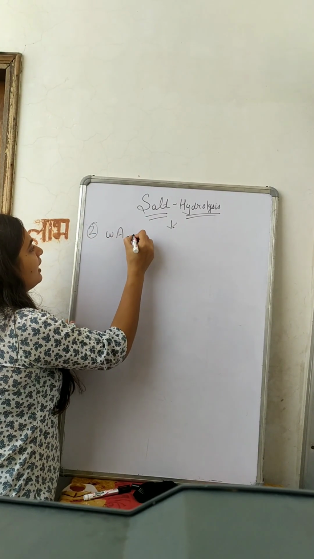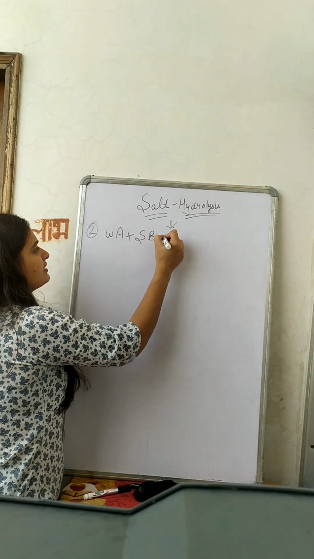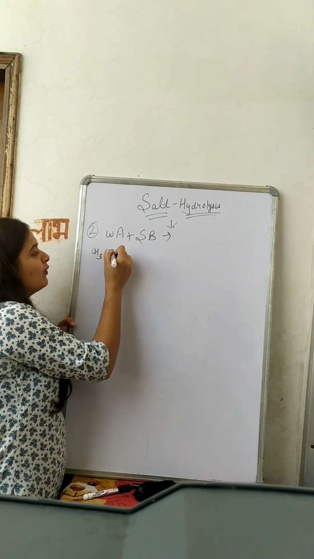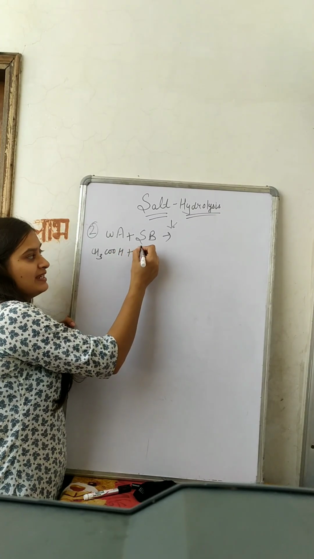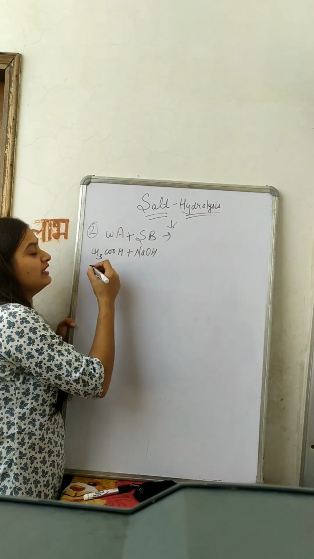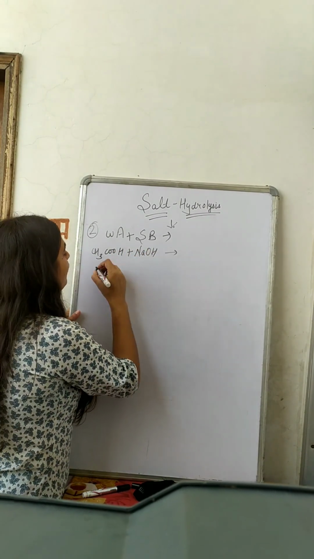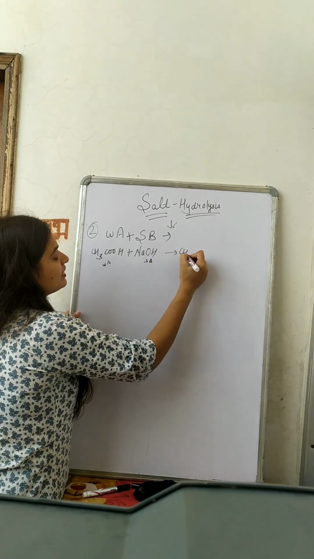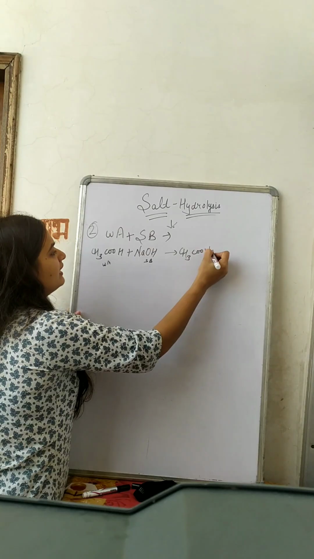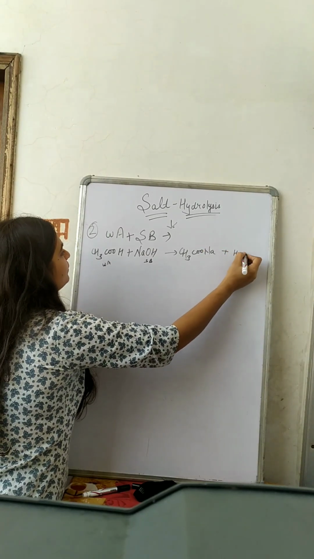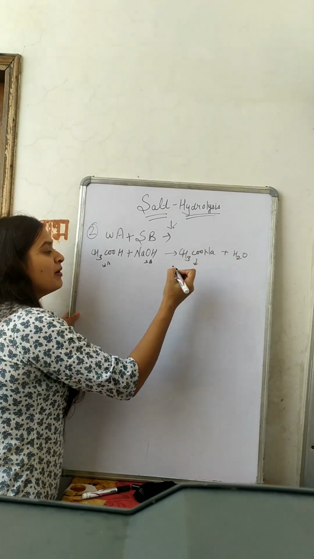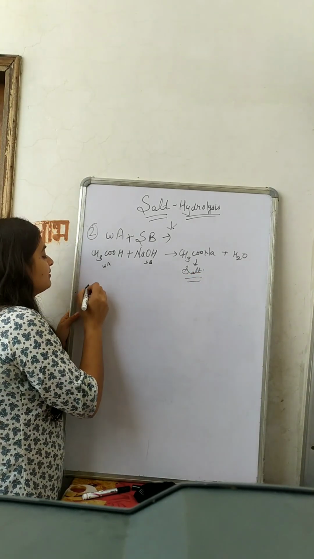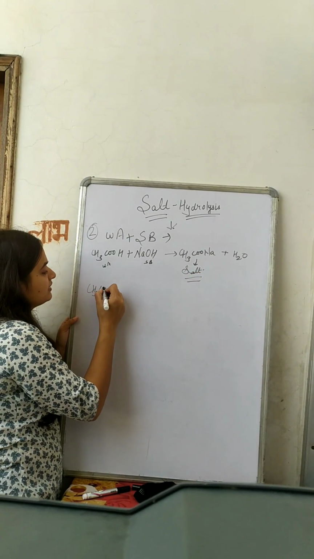Weak acid and strong base. The weak acid is CH3COOH and the strong base is NaOH. When they react together, they form the salt, CH3COONa, and H2O. Remember that salts are good electrolytes. That means they break into their ions.